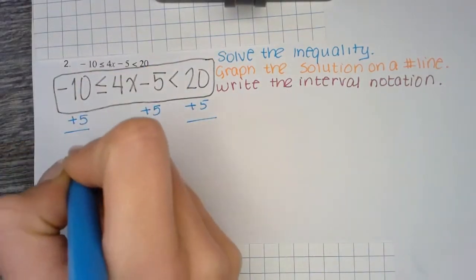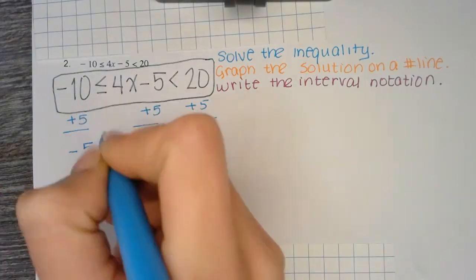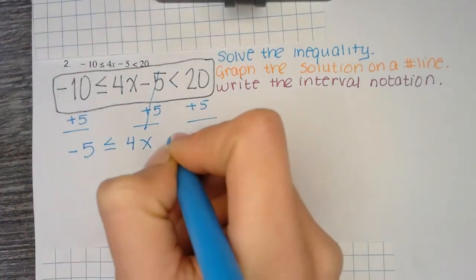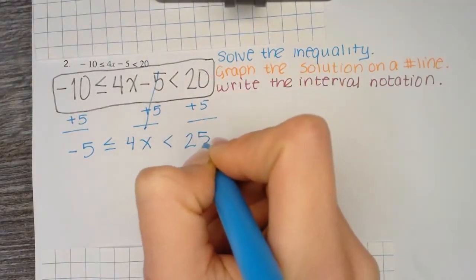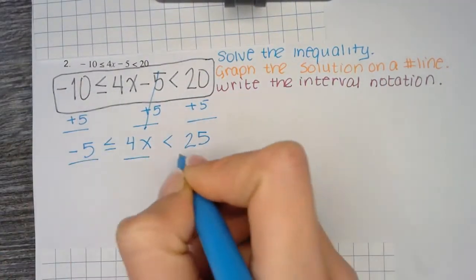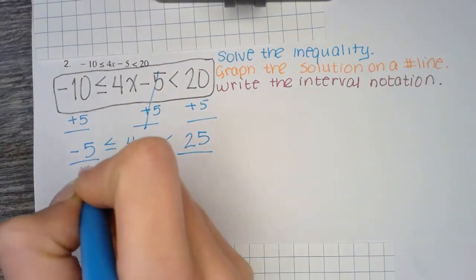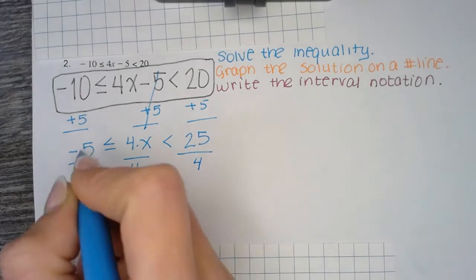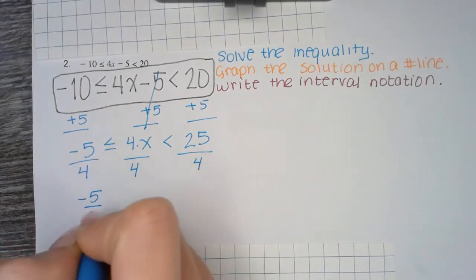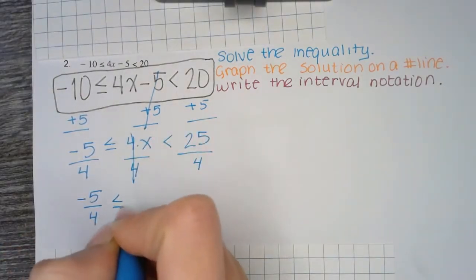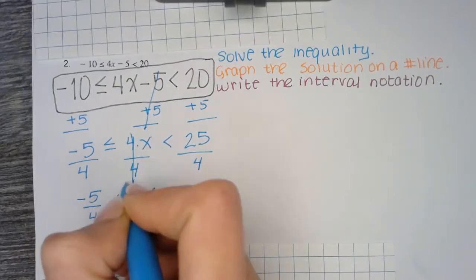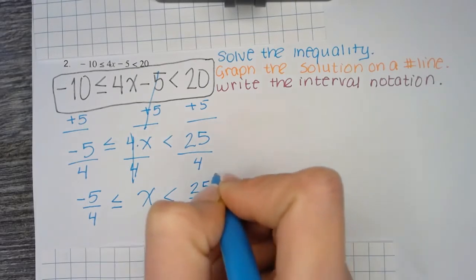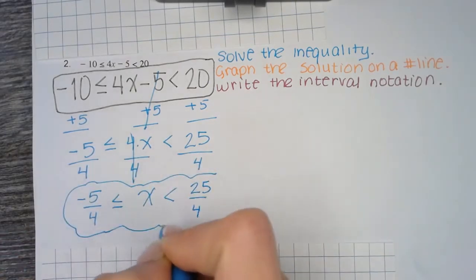Negative 10 plus 5, negative 5. Drop my less than or equal to. These are gone. I'm left with 4x is less than, and this is 25. Again, I'm still trying to isolate x. 4 is attached by multiplication. I get rid of it with division. Divide everything by 4. I leave it as a fraction. Improper fractions are fine. I don't flip my inequality symbol because I'm dividing by a positive number, so there is no need. And that is the answer to solving the inequality.